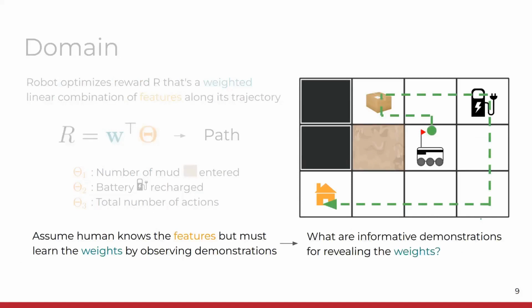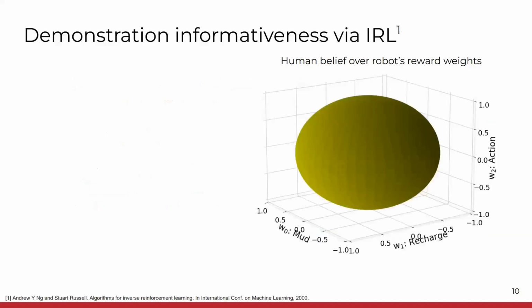Thus, the natural question that arises is, how do we measure the informativeness of demonstrations for revealing the robot's reward weights to a human? To answer that, we turn to inverse reinforcement learning. Before the human sees any demonstrations, we can assume that the human's belief over the three weights can be represented as the surface of this two-sphere due to the well-known scale ambiguity of reward functions.